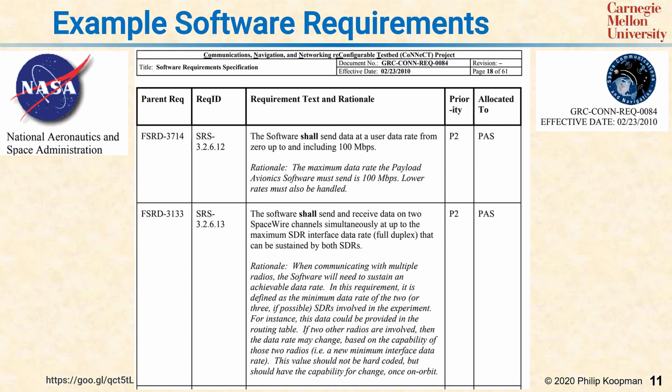And the next column is Requirements Text and Rationale. The software shall send data at a user data rate from 0 up to and including 100 megabits per second. Below that is a rationale explaining why that requirement is important and what it does. The column after that is a priority, though some requirements will have higher priorities than others. And the last column is an allocation, and that is which subsystem or which functional block is this requirement allocated to, meaning that that subsystem is entirely responsible for the ability of the overall system to meet this requirement.